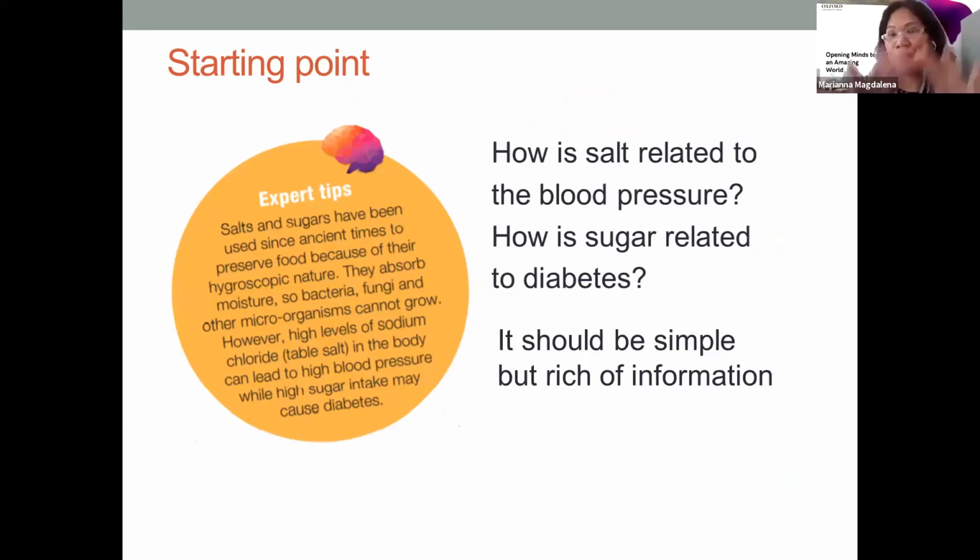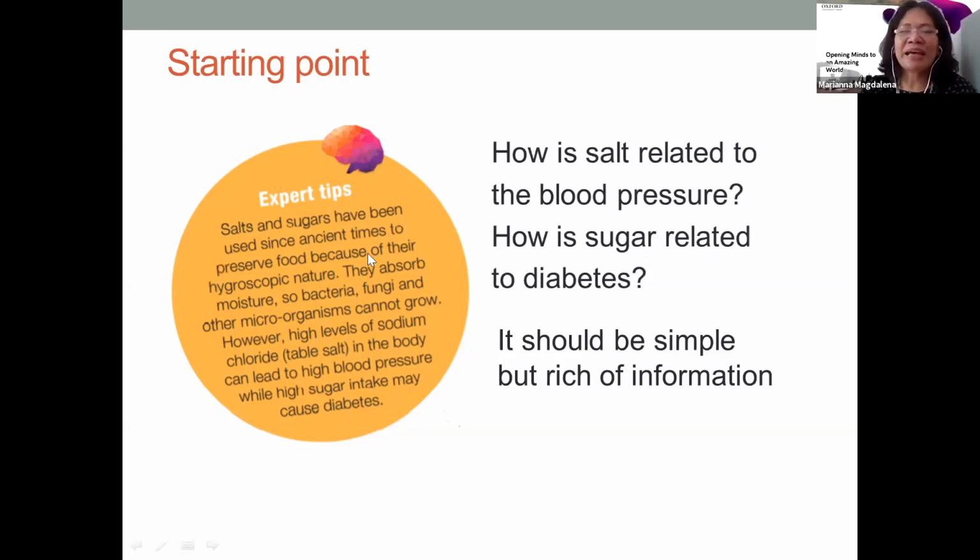I mean, we cannot cover the whole content, but you can mention it. You can mention in this chemistry part about the pressure, the hydrostatic pressure. And then, how is sugar related to diabetes? Yeah. Then you see, this is simple but rich of information.